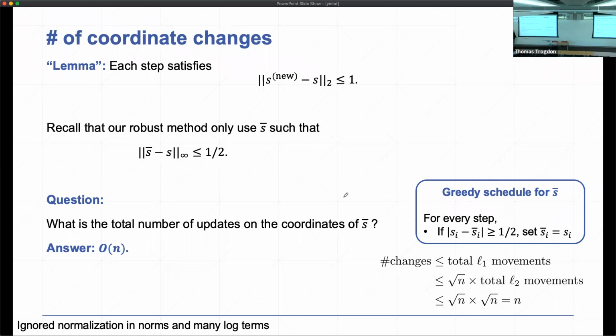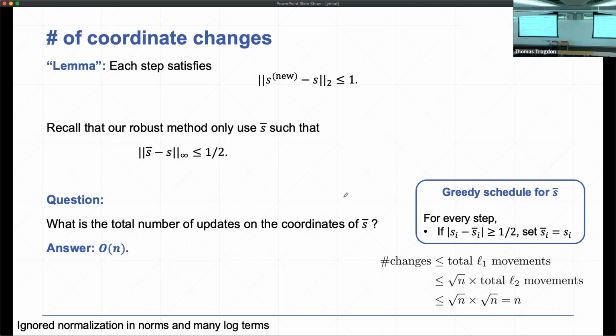The reason is this: the number of changes of S bar, because every step we change it by a constant, is bounded by the total L1 movement. And L1 movement is bounded by the square root of the number of coordinates times the L2 movement. This is Cauchy-Schwarz. And each step, the L2 movement is 1. There are square root n steps, so it's square root n times square root n, which is n. And certainly, I'm hiding something.